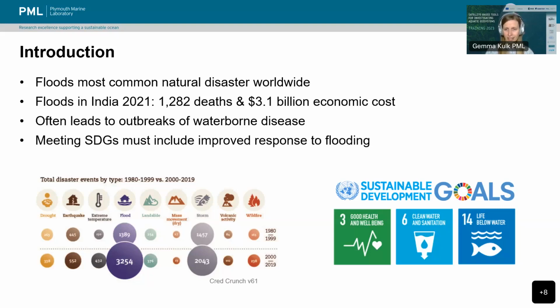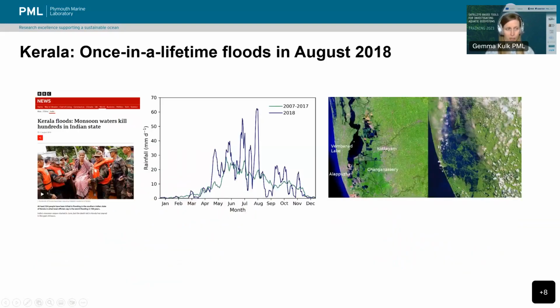And in this case study, we present an application of remote sensing to map flooded areas using the Vembanad coastal wetland system as an example. When we started our project on the environmental reservoirs of waterborne diseases in Lake Vembanad in 2018, the southwest of India experienced an extremely heavy monsoon season. And as you can see in the graph in the middle, rainfall was considerably higher in 2018 compared to the average rainfall in the previous decade.